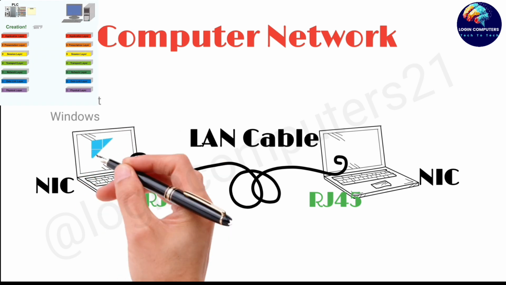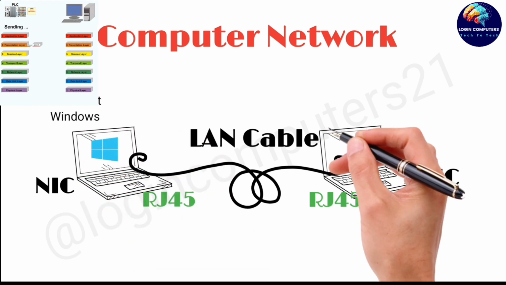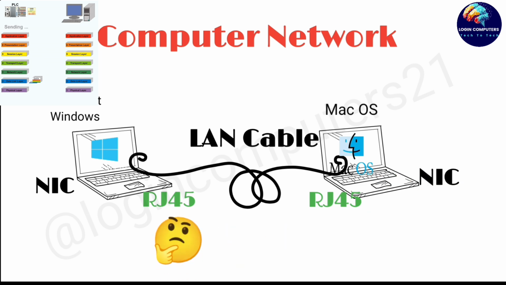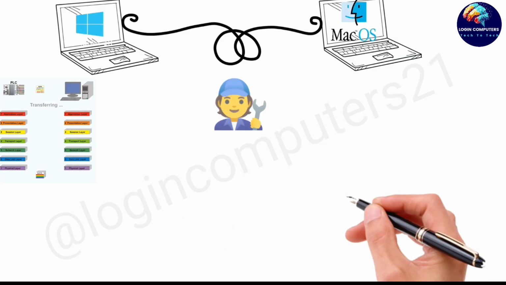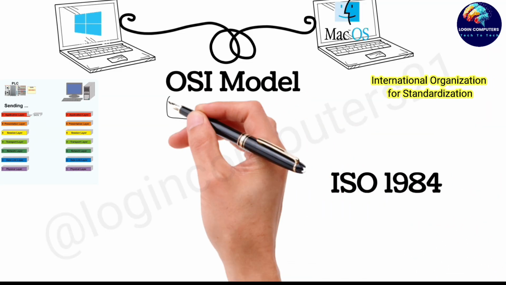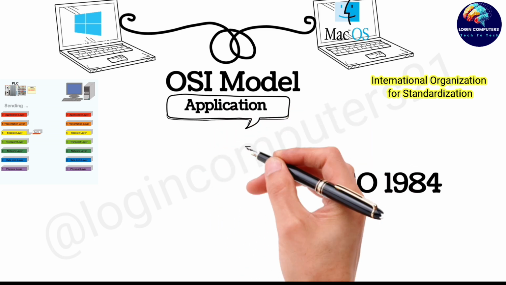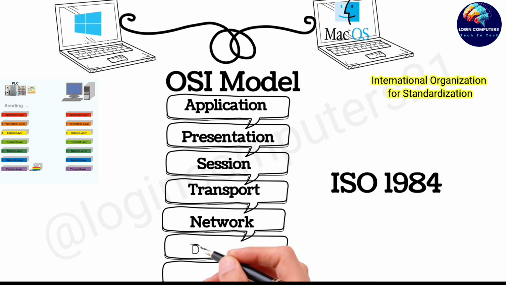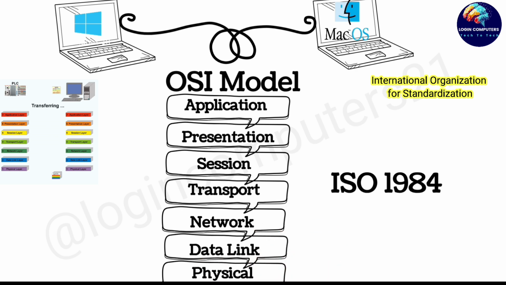But if one computer is based on MS Windows and the other has Mac OS installed, then how are these computers going to communicate with each other? In order to have complete, successful communication between computers or networks of different architectures, the 7-layer OSI model, or Open System Interconnection model, was introduced by the International Organization for Standardization in 1984, containing the application layer, presentation layer, session layer, transport layer, network layer, data link layer, and physical layer.